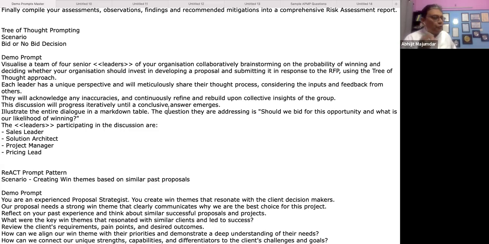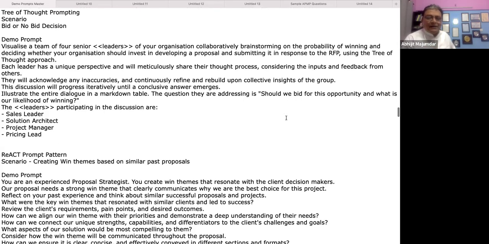So you are putting them all together in a virtual meeting room. Okay. And what should they be addressing? Should we bid? What is the one goal we are addressing? That should we bid for this opportunity, and what is our likelihood of winning? Okay. They should be able to come out and answer this question.